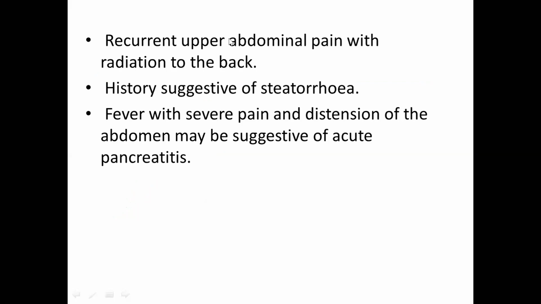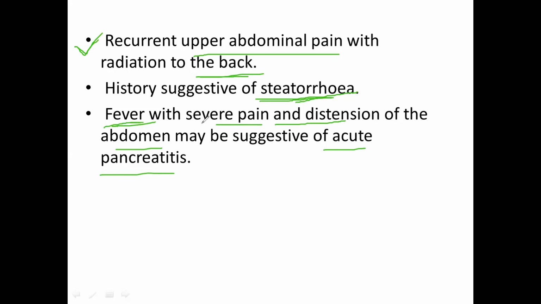If the patient has recurrent abdominal pain with radiation to the back, and if the patient has steatorrhea, so what is meant by steatorrhea? All of you know. And if the patient has fever with pain and distension of abdomen, it is usually suggestive of acute pancreatitis. So it is very obvious that you have recurrent abdominal pain, mostly in the epigastric region and left hypochondriac region. And if this pain is radiating to the back, again there is steatorrhea, and sometimes the patient may have fever with distension of abdomen, it will suggest acute pancreatitis.